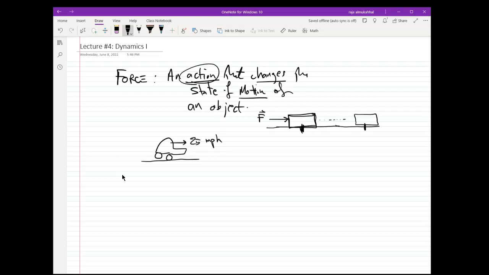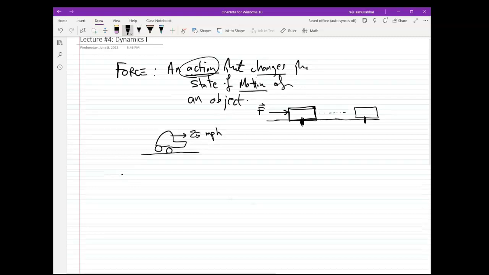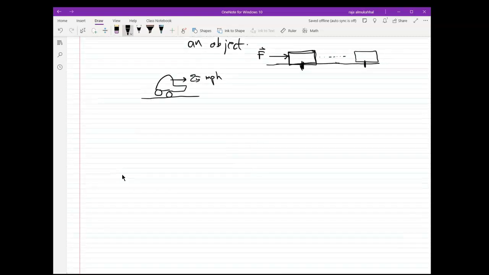Newton's first law. There are 3 laws for Newton. Newton's first law basically says objects at rest remain in the state of rest, and objects in motion remain in the state of motion unless they are acted upon by a force to change their state of motion.